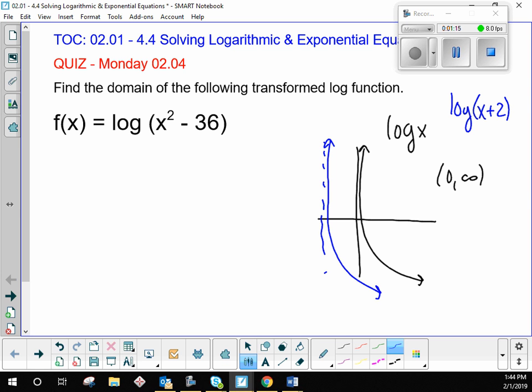Where does the domain begin? It begins there at -2. That's where x equals -2 is. So the new domain for that shifted graph doesn't start at 0, it's -2 to infinity. So it now covers all these things, right?